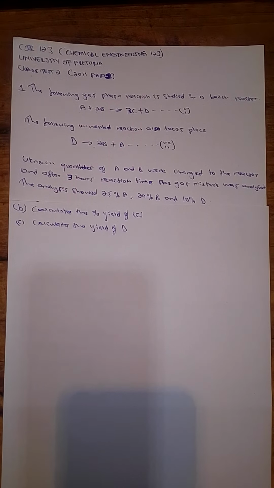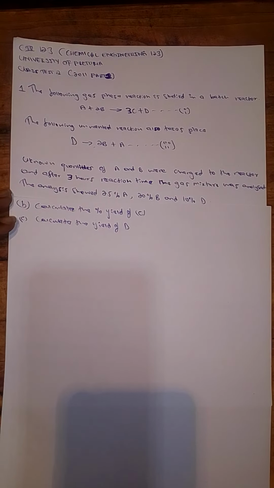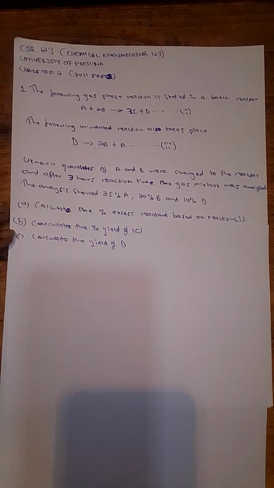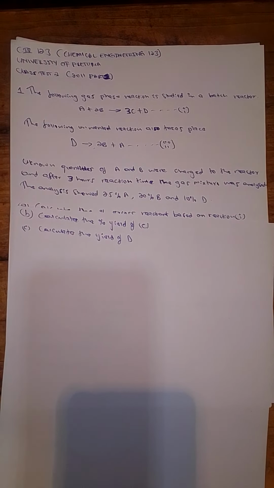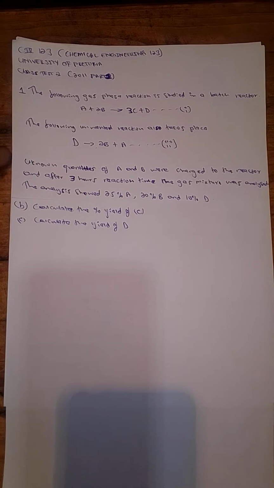Today we're continuing with class test 2 of 2011 of our CRR 123, which is the second chemical engineering module at the University of Pretoria. We're looking at part 2 of class test 2 of 2011. In part 1, just a little reminder, we answered the question that says calculate the percentage excess reactant based on reaction 1. So now in part 2 we're going to answer B and C.